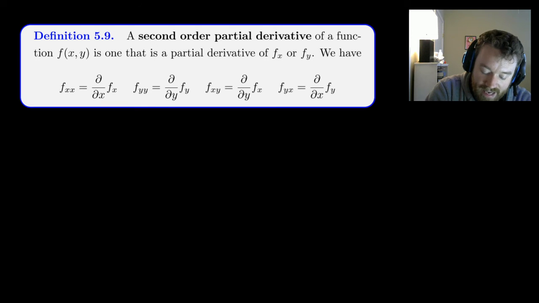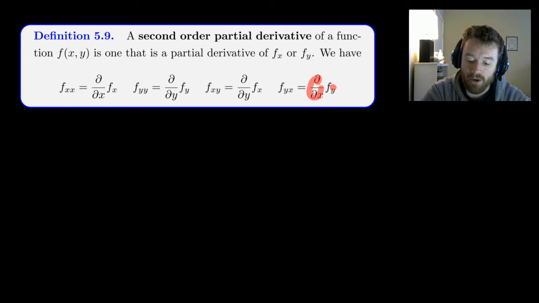So fxx is notation that I'll use to mean first take a derivative with respect to x of my function, then take a derivative of that with respect to x again. Fyy will be first take a partial with respect to y, then take another partial with respect to y. Fxy will be first take a partial with respect to x, then take a partial of that function with respect to y, and finally fyx will be first take a partial with respect to y, and then a partial with respect to x after that. So we'll do an example of this just to flesh out what these mean.